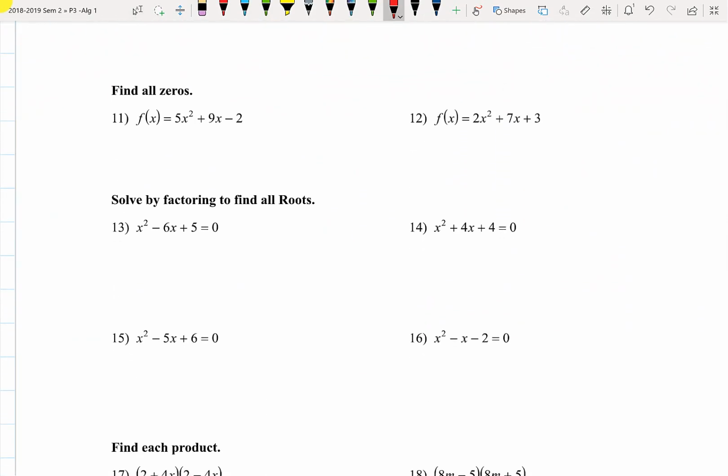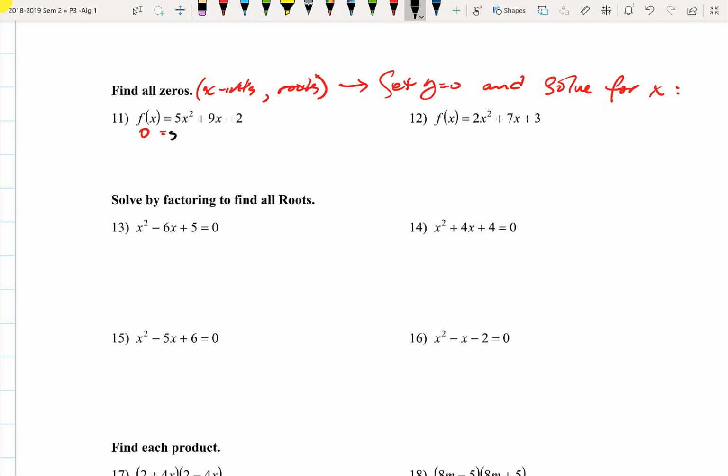Okay, when you find all the zeros, that's the same thing as x-intercepts. Okay, and that's the same thing as your roots. Okay, same thing. To do this, you set y equal to 0 and solve for x like you always do. We did this in semester 1 and 2. So set y equal to 0 and solve for x. This was on the last test. So it should be familiar. So 0 equals, all right, 5x squared plus 9x minus 2.